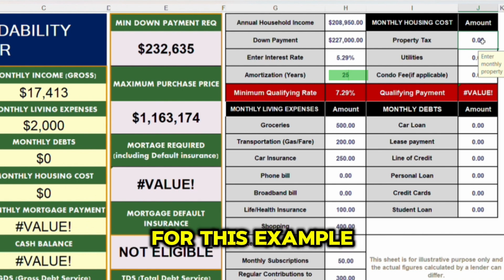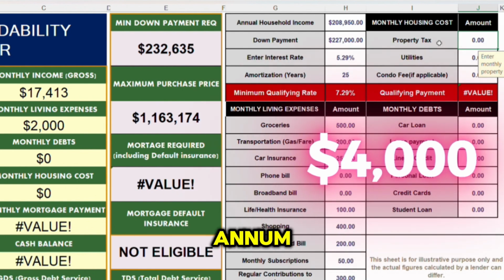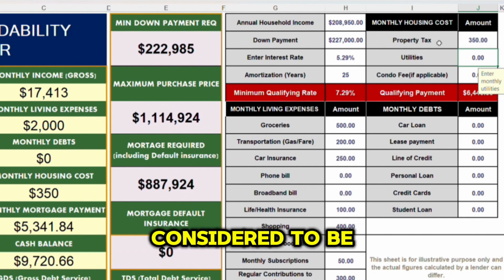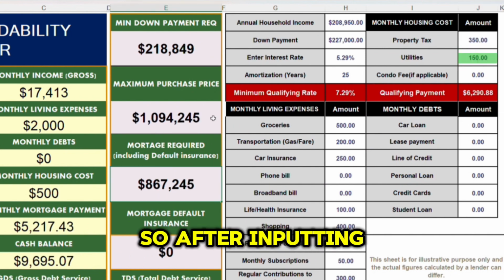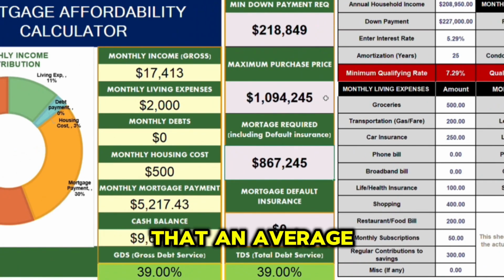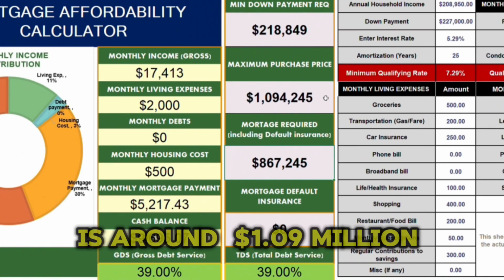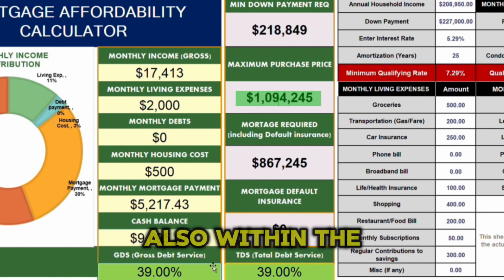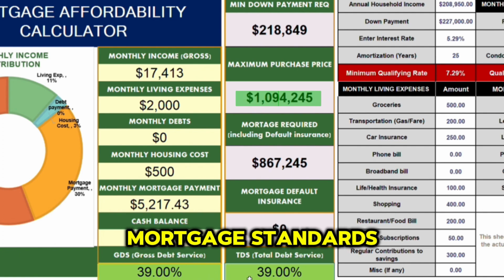Property tax taken for this example is $4,000 per annum, so I'm taking $350 per month. Utilities have been considered to be $150. After inputting all this data, this calculator is showing us that an average price of a home in Toronto is around $1.09 million, where the debt service ratios are also within the mortgage standards, that is 39%.